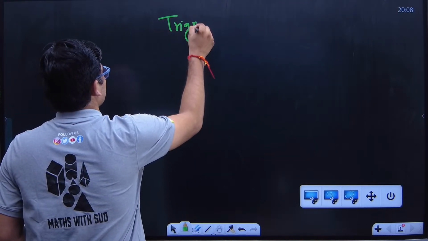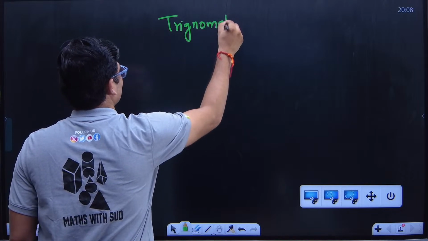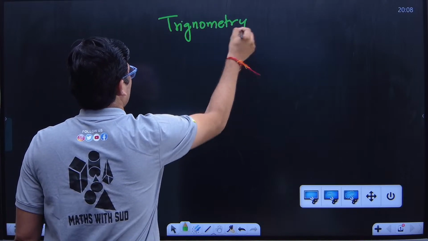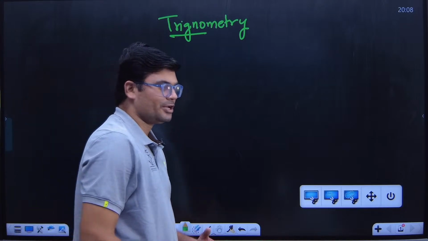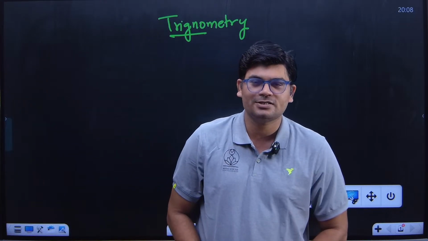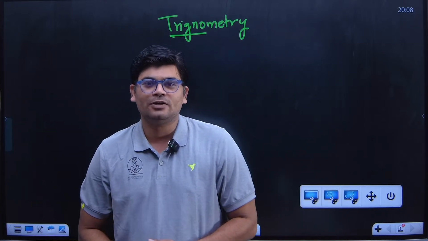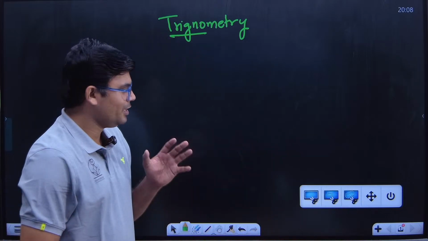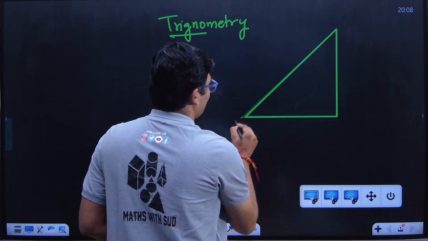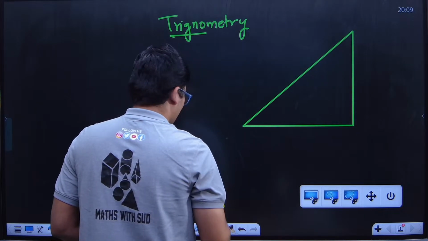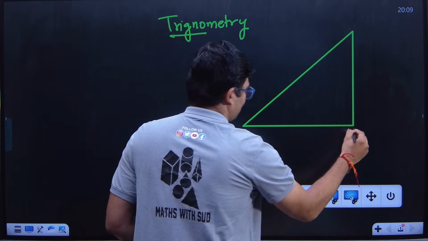Trigno means try. And metry means it is a measure. It is a measure of three sides of a triangle, and that too we take in Grade 10. We take only for the right angle triangle. So we have a right angle triangle ABC.